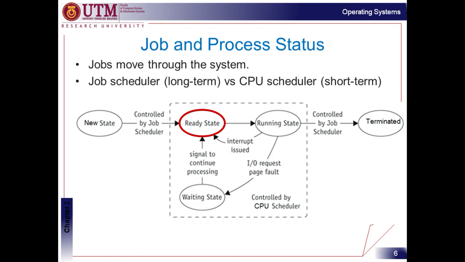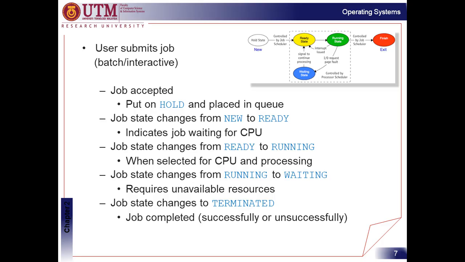Only processes in the ready state are eligible to be executed by the CPU. Once a running job or process completes its execution or encounters an error, the job or CPU scheduler will terminate the job or process. We will continue our discussion of job and process status by focusing on the transitions that a job undergoes after it is submitted by the user. Understanding these transitions is essential because they show how the operating system manages multiple processes in a systematic way.